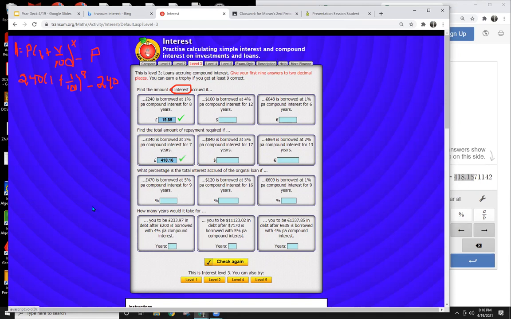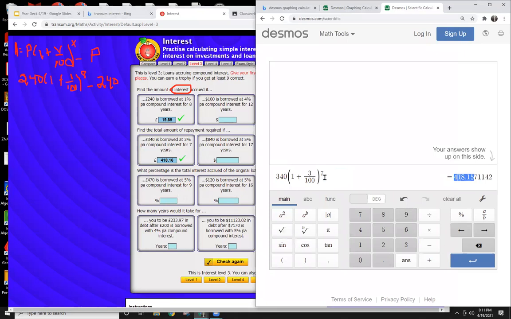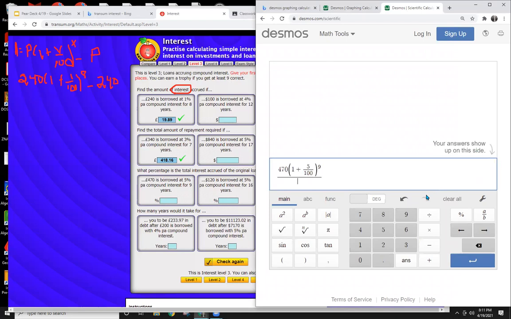Okay. Let's see. What percentage is the total interest accrued of the original loan? Okay. So this one, what we're going to do is we're going to figure out how much money you've earned, and then divide it by our original amount. So we're going to go 470, 1 plus 5 divided by 100 to the ninth power, divided by the original amount, which is the 470.